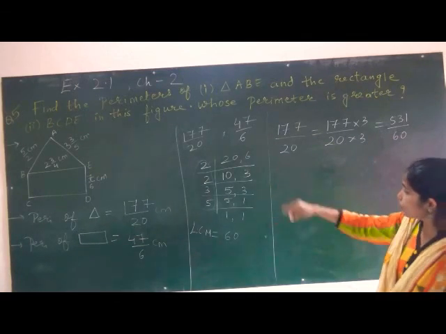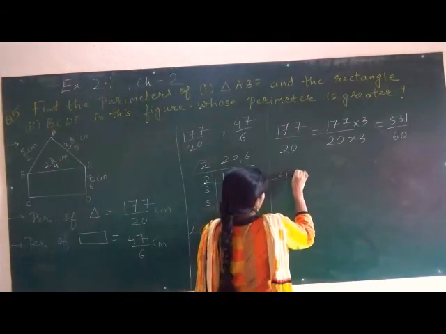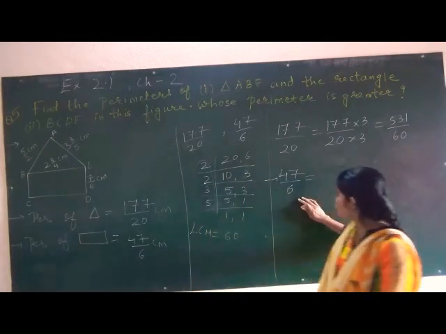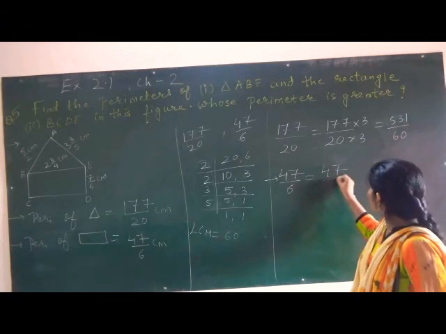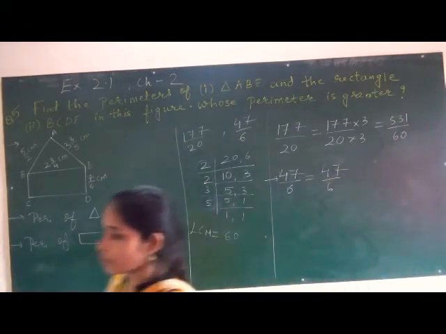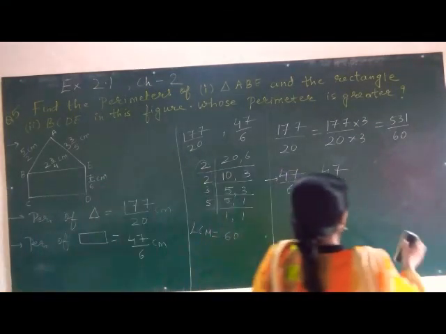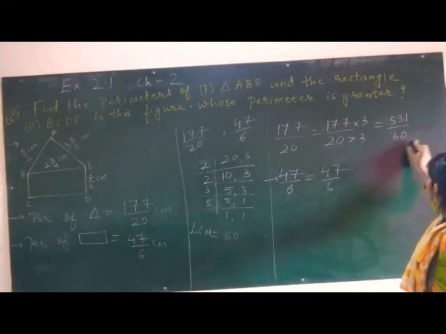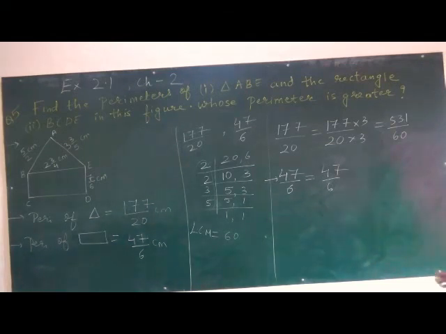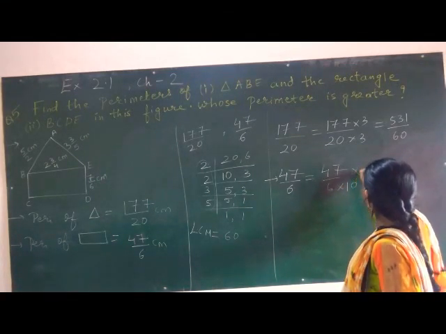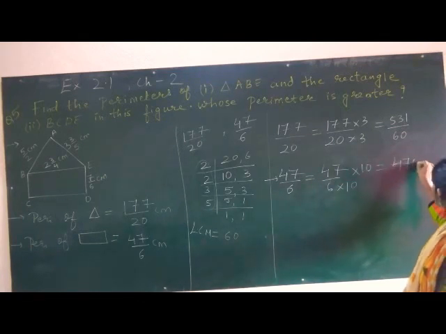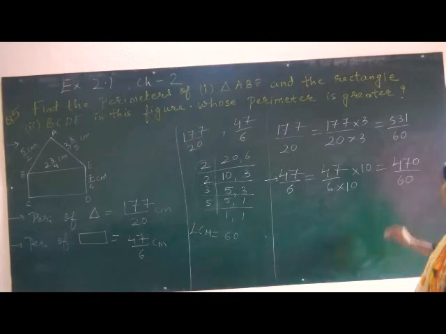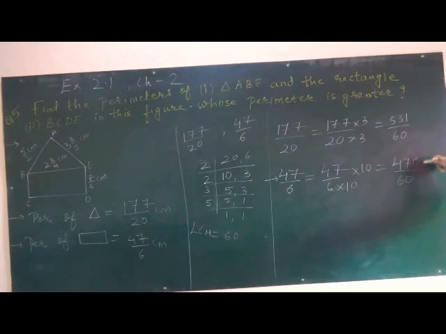Okay. Now next fraction is 47 upon 6. Here also we want 60 because LCM is 60. So 47 upon 6. What you will multiply so that it will become 60? So we know that 6 tens is 60. So we need to multiply by 10. So we have to take here 10 and here also 10. So 47 tens is 470 upon 60. Now our denominators are same. So we can compare, we can see the numerators.